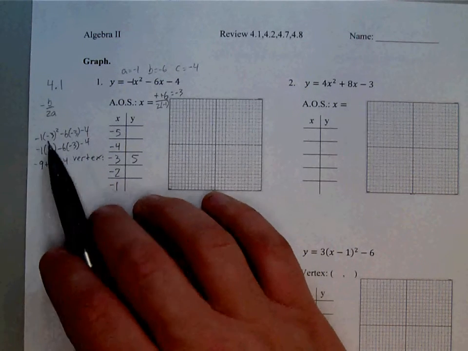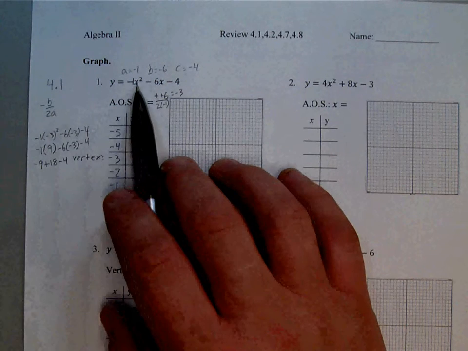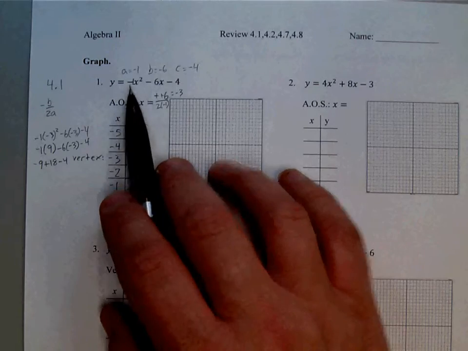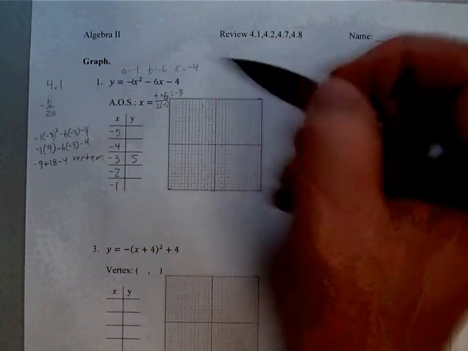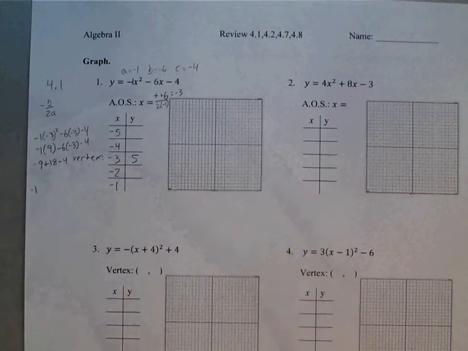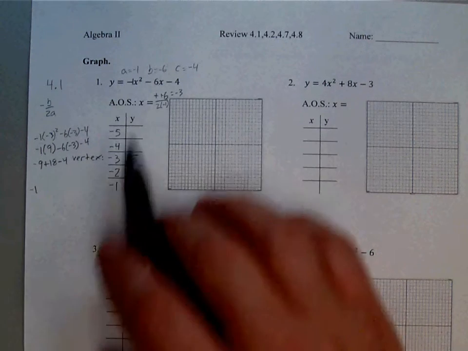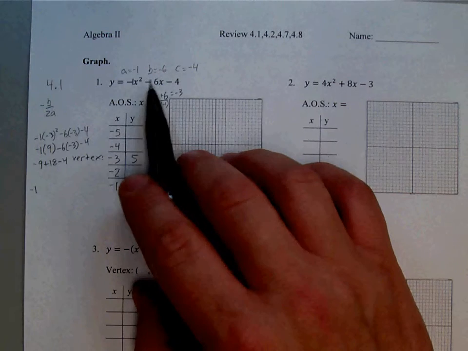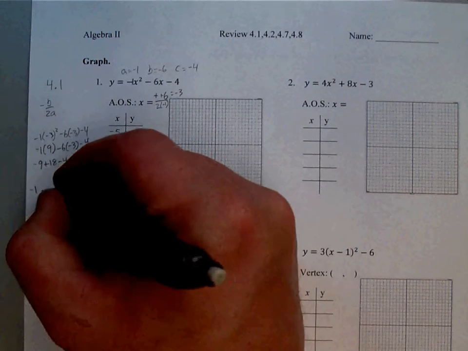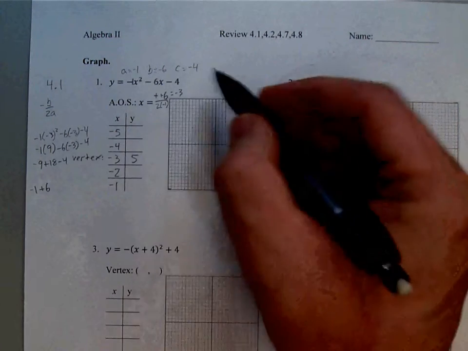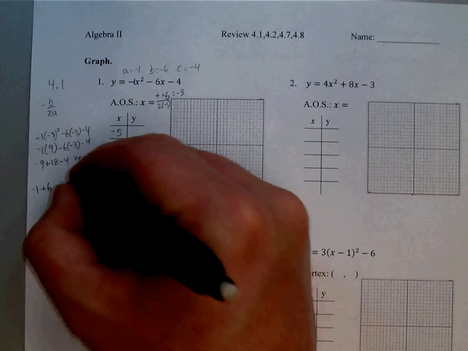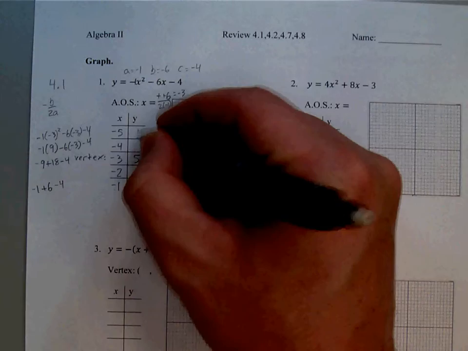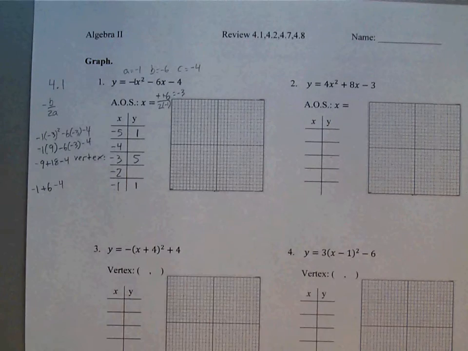I plug in a negative 1 instead of negative 3. So it says to take negative 1 and square it. That becomes positive 1, and there's still that negative 1 times that. So negative 1 times positive 1 is negative 1. Then it says minus 6 times negative 1. Negative 6 times negative 1 is positive 6, so it becomes plus 6. And then it says minus 4. So I get 1.